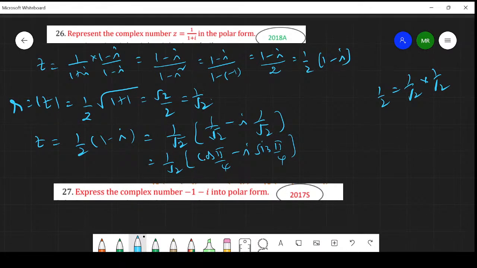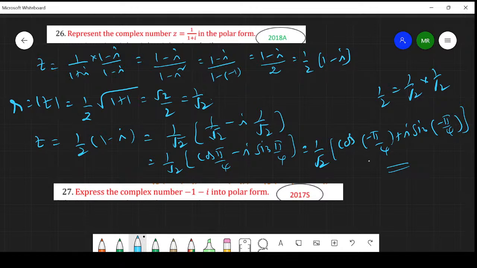Now, for the final answer, the minus is there, but in the polar form I don't want the minus here. So what I will do now, this I can write as 1 by root 2 into cos of minus pi by 4, because cos of minus theta is cos theta only, plus i sin of minus pi by 4. So this is your required answer. Why? Because you want cos theta plus i sin theta.